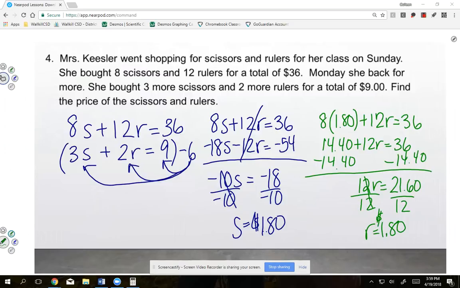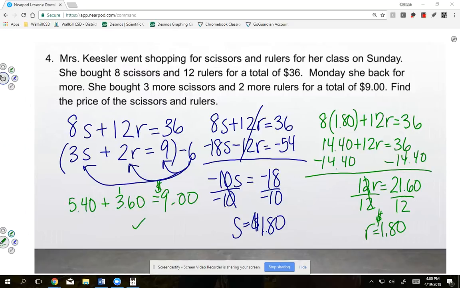We could double check it by plugging it in. If we do 3 times $1.80, we get $5.40. And 2 times $1.80, we get $3.60. And if you add those up, 0, 0, 0, 6 and 4 is 10, sure enough, we get 3, 4, 5 is 9. $9, which means that we did it correctly.